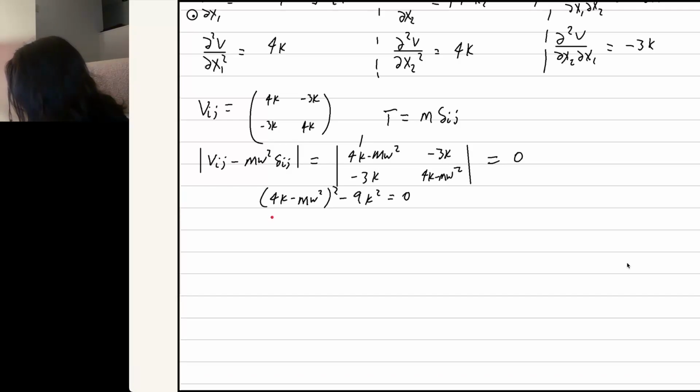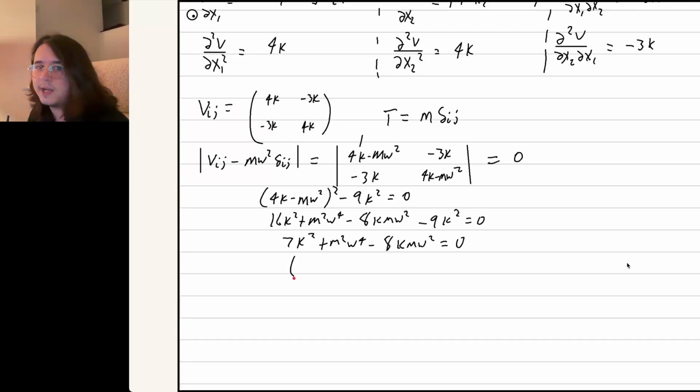Expand this squared term, we'll have 16k squared plus m squared omega fourth minus 8km omega squared minus 9k squared equals 0. Let's reduce it a bit. So 16 minus 9 is 7. 7k squared plus m squared omega fourth minus 8km omega squared equals 0.